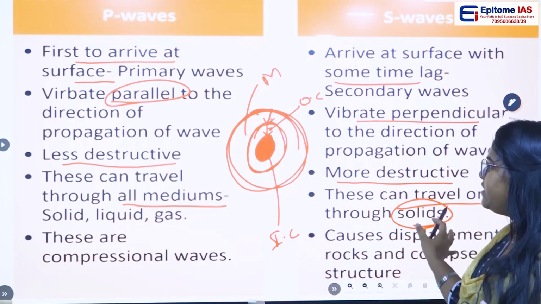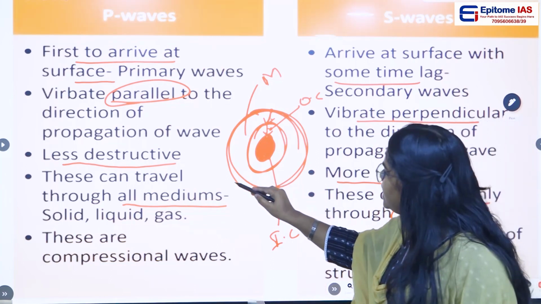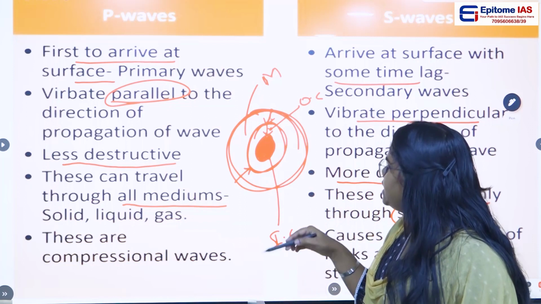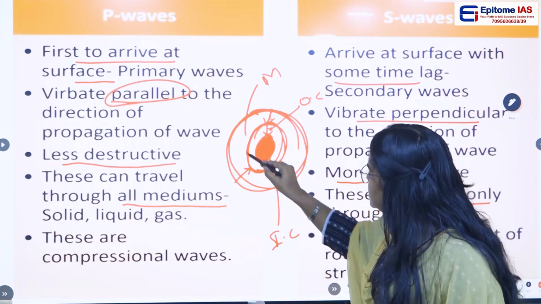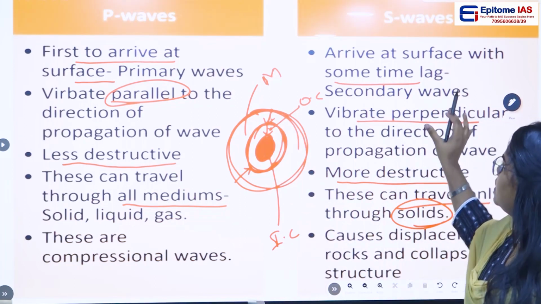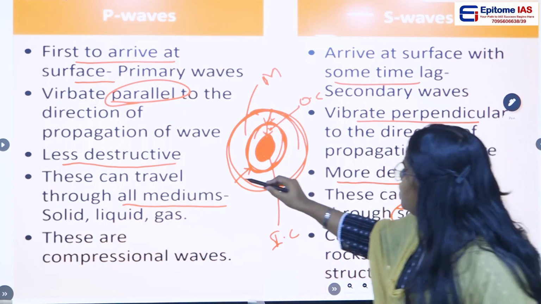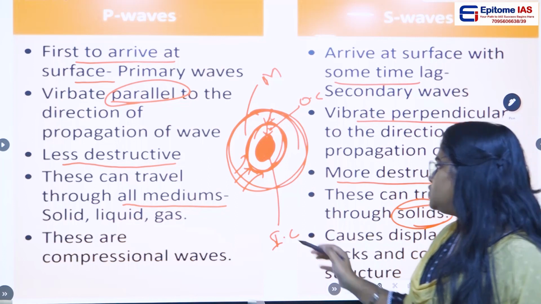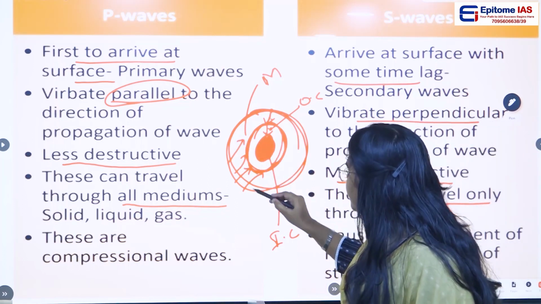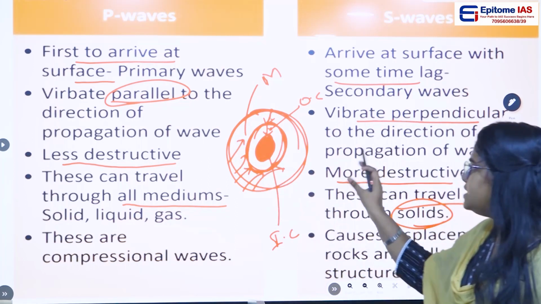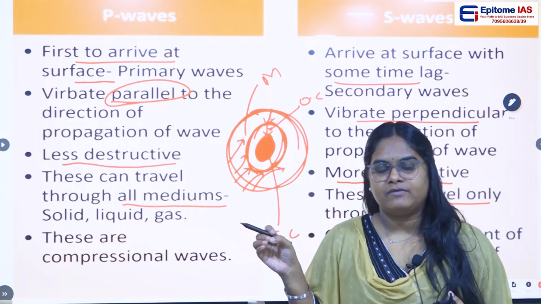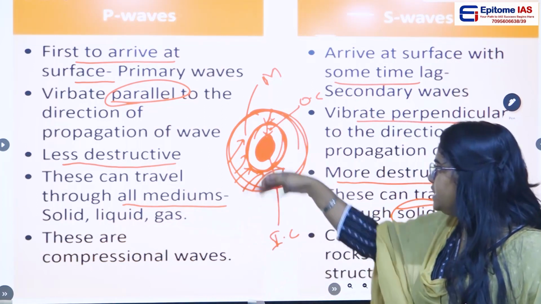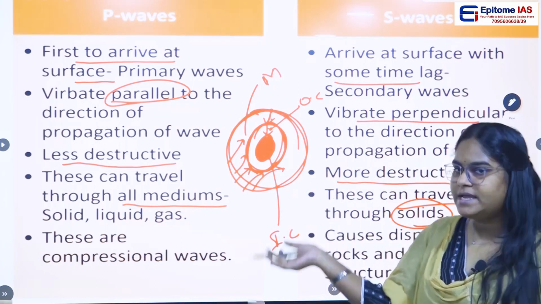So the secondary waves, what will happen? They can only travel through the solid, and again this is a liquid layer. So the secondary waves cannot travel through the liquid. So what will happen? They will change direction and move in this direction. So it will help scientists figure out the interior of the earth.